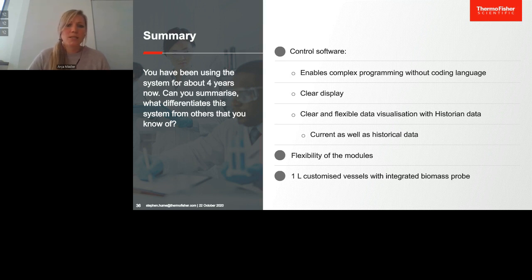Sometimes it's quite handy that the data is logged non-stop and you just extract the time range that you need to look at. And the flexibility that the modules bring along. So if you want to process with a larger bioreactor, for example, and your mass flow controllers are not sufficient anymore, you can just exchange the mass flow controller box and it will be recognized automatically by the software.